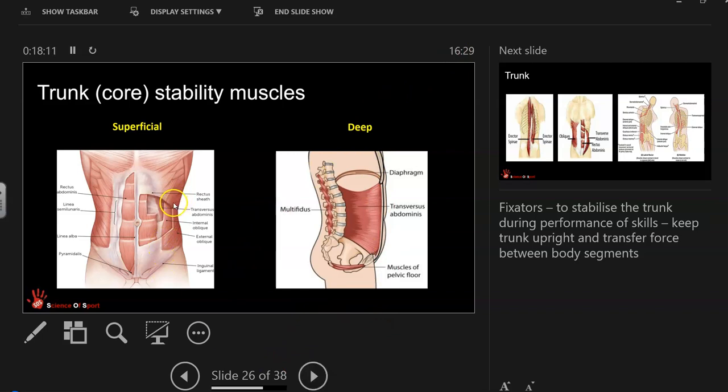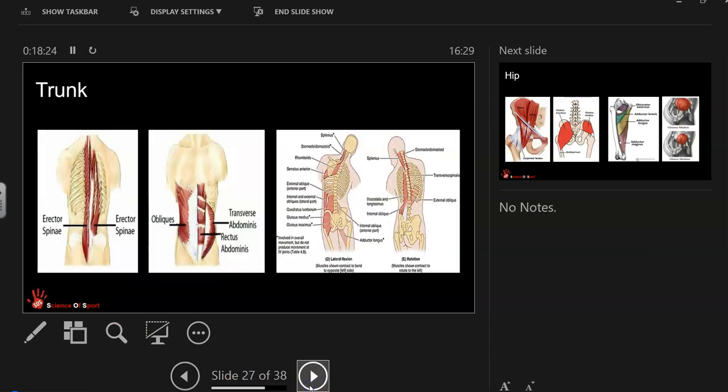The obliques, I think I'll show you in a moment anyway, they're really important for rotation at the hip, so twisting and turning at our lumbar, and for lateral flexion and extension, so the sideways movement, but I think I'll show you that in a minute.